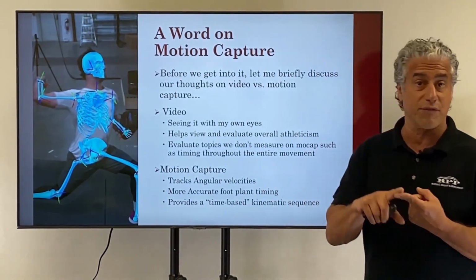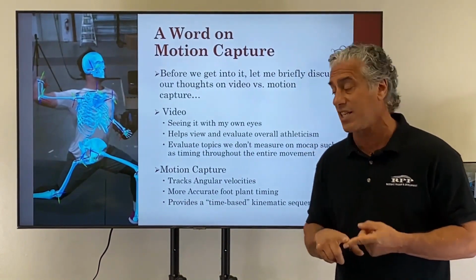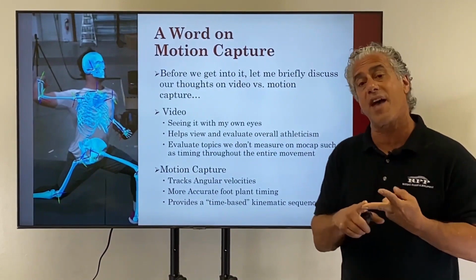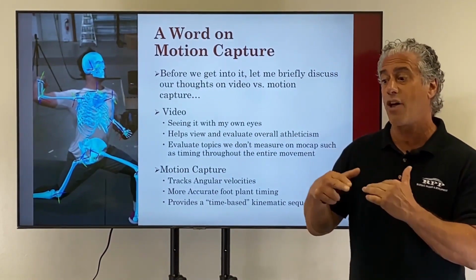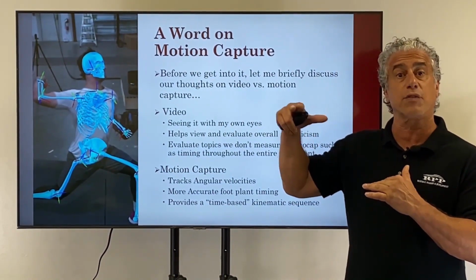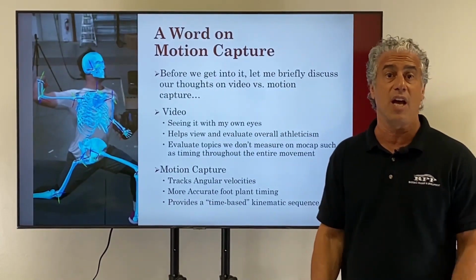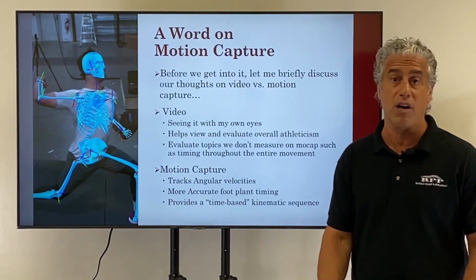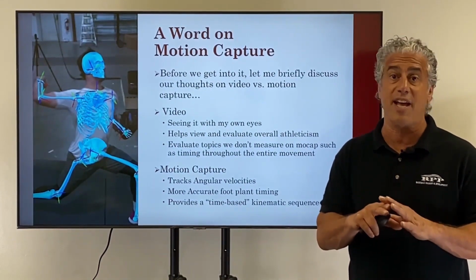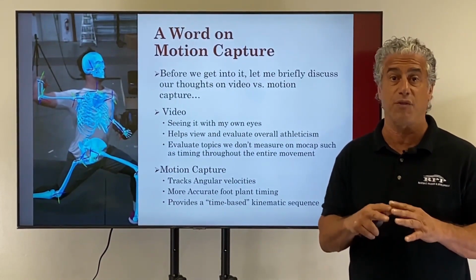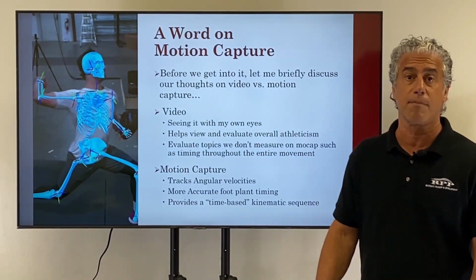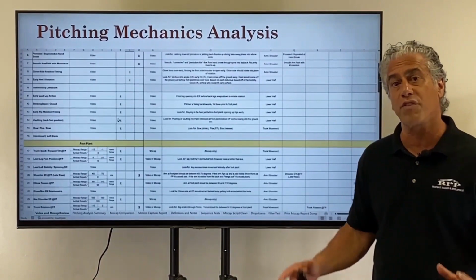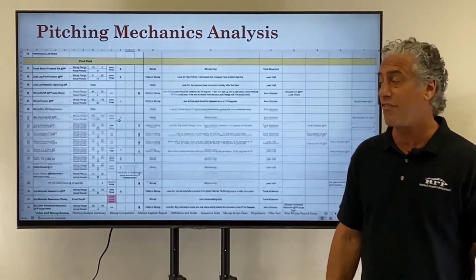So it gives us angular velocities, which correlate highly to throwing velocity. And it provides us with a time-based kinematic sequence that lets us know how the athlete is transferring force up the kinetic chain, things basically that we can't see with our eyes. Like I said before, if you can't come in and get a Mocap, no biggie, but if you can, that's the perfect storm. Here's a glimpse into our pitching analysis with over 60 bullet points, as I mentioned before.